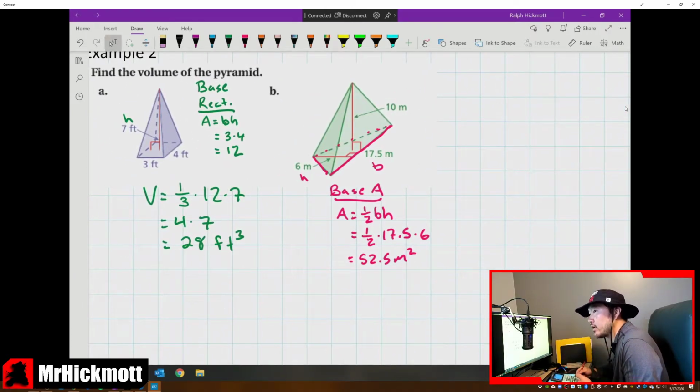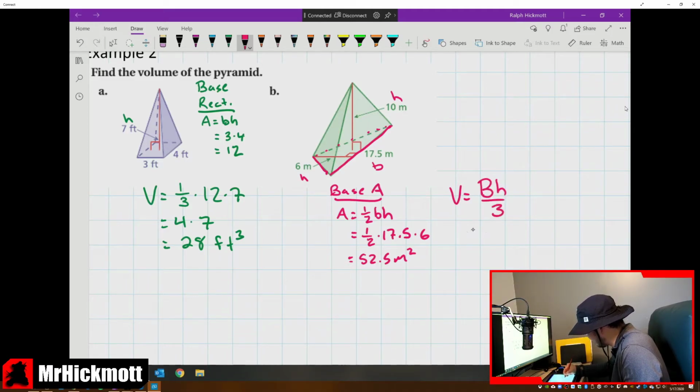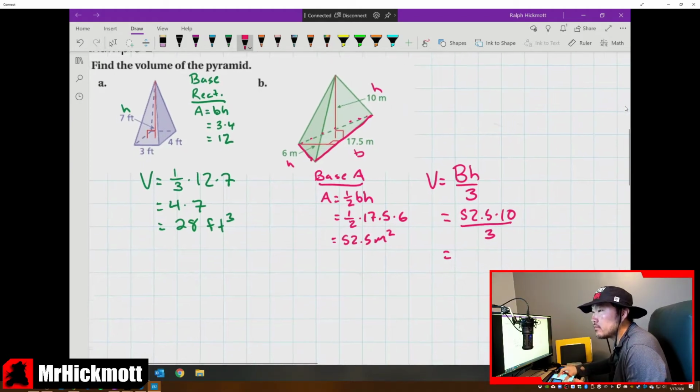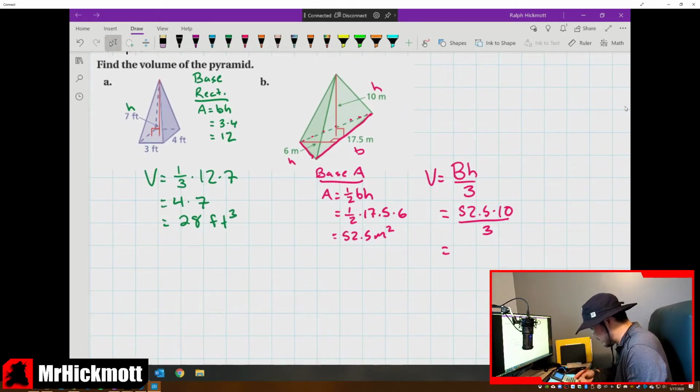And then we can just go ahead and multiply it by that big height of 10. So finishing that off, you can see, once again, very straightforward. And just to switch it up, I am going to use BH over 3. And 52.5 times 10 over 3. It is now a lovely calculator problem. Let me zoom out so you can actually see it. And here we go. Comes out to be not too bad, a solid 175 meters cubed.